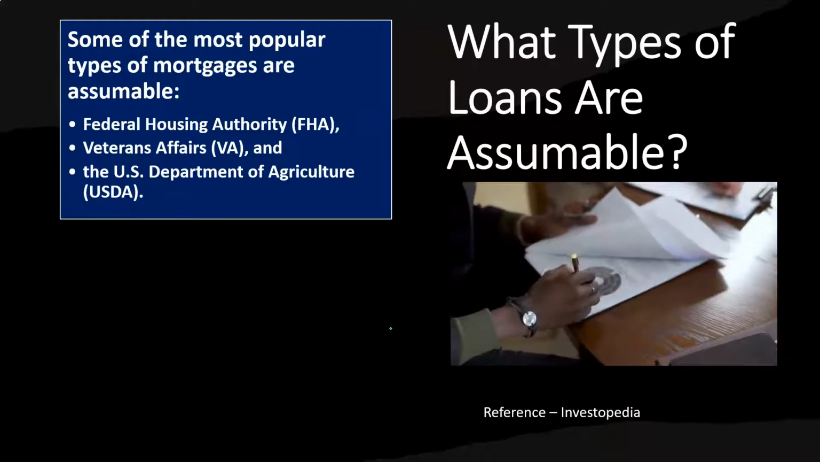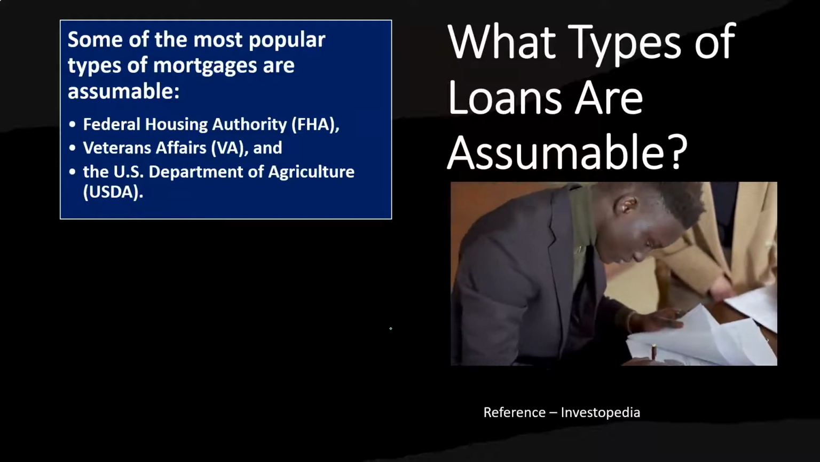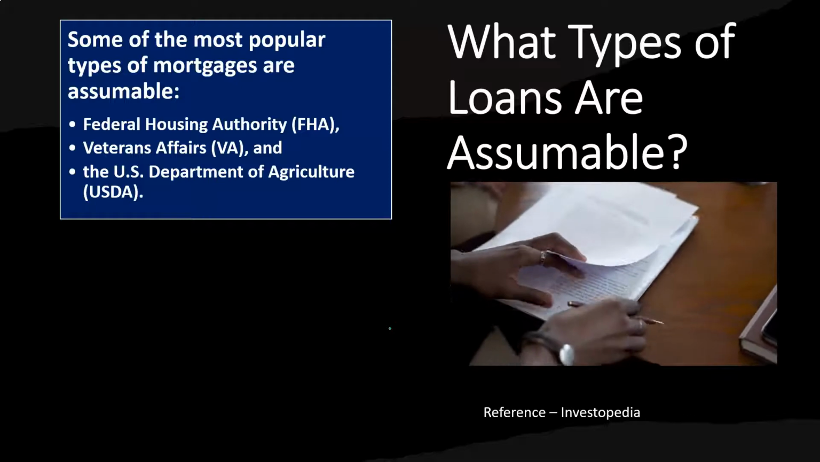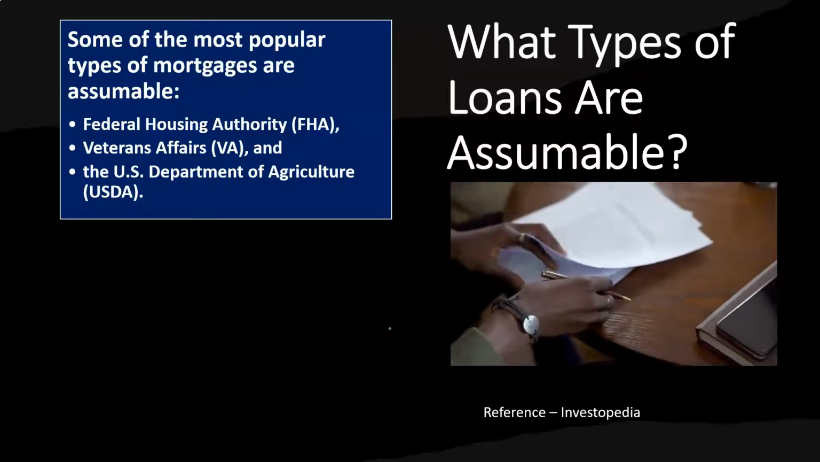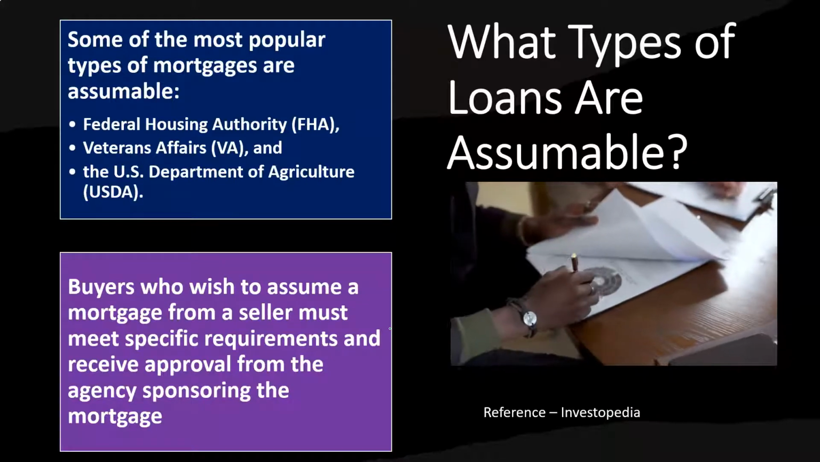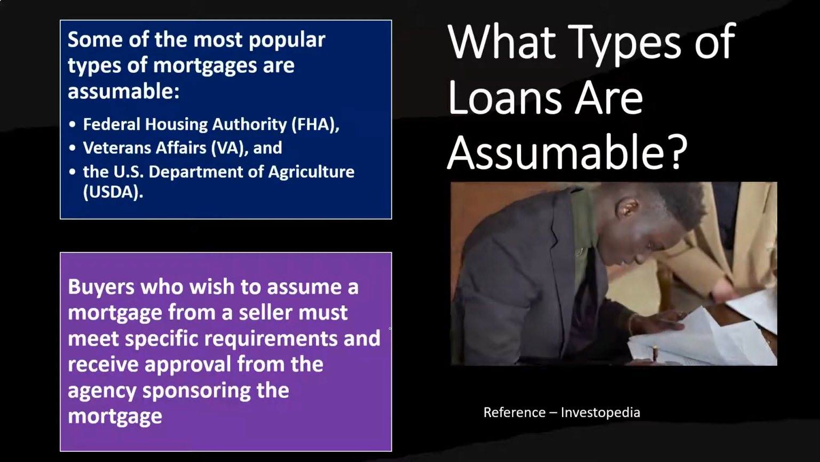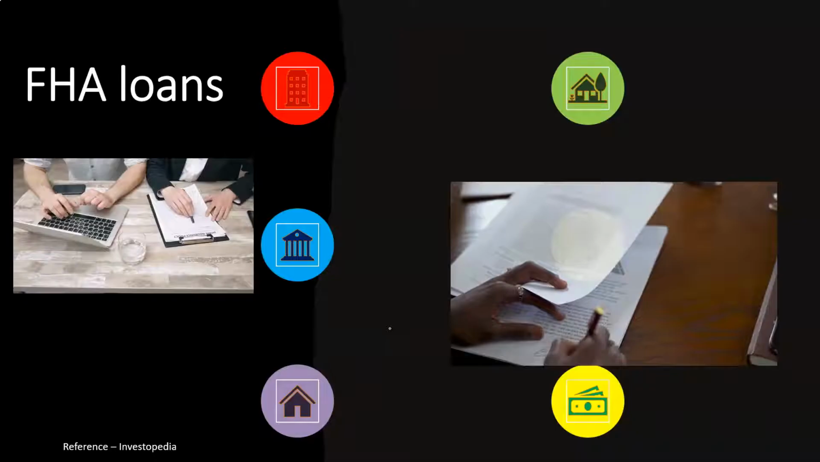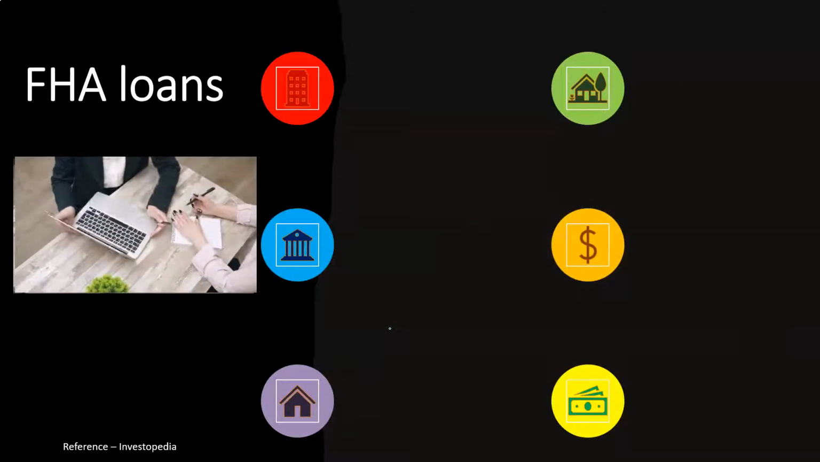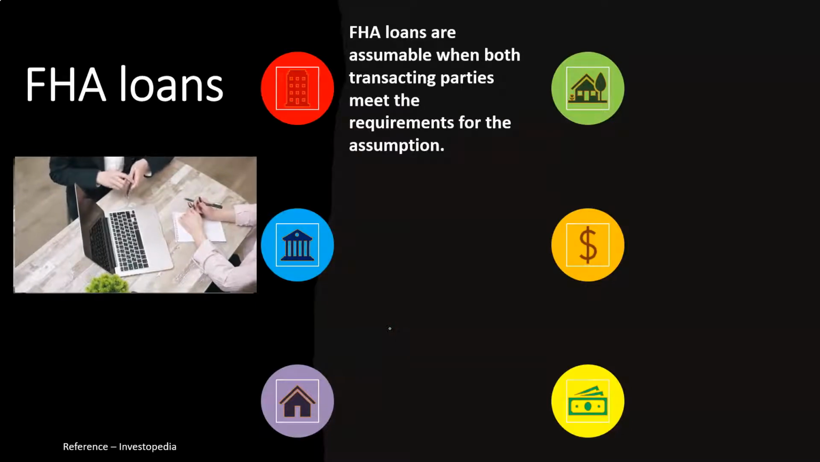So what types of loans are assumable? Some of the most popular types of mortgages are assumable, including the Federal Housing Administration, the FHA, Veterans Affairs, VA, and the U.S. Department of Agriculture, USDA. Buyers who wish to assume a mortgage from a seller must meet specific requirements and receive approval from the agency sponsoring the mortgage. So obviously, you've got to go through the approval process in order to get that done, but it might be an easier process possibly than going through the whole new loan process.